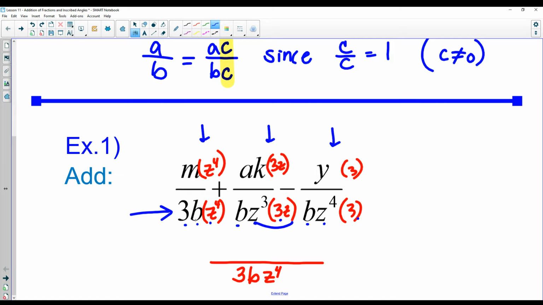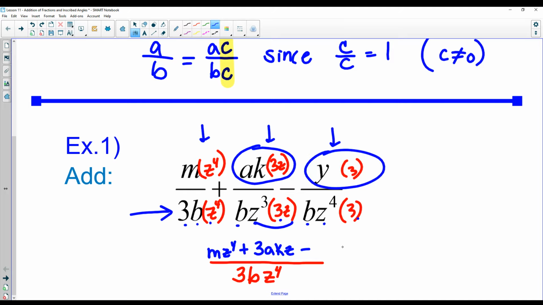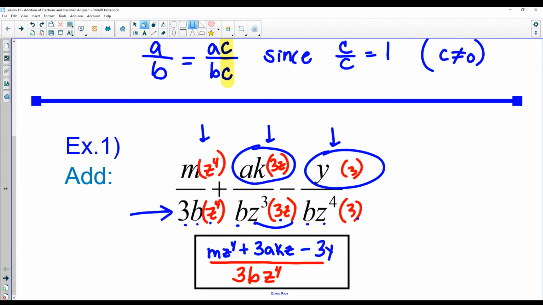So let's simplify my numerators. The first one, mz to the 4th. The sign stays the same in between the first and second numerators. Multiplying this together, let's put our constant first, 3, and let's put these in alphabetical order. 3akz. All right, the minus sign stays the same in between the two fractions, and we're on that last numerator here. Y times 3, let's put the constant first, and then the variable. And we have our answer.